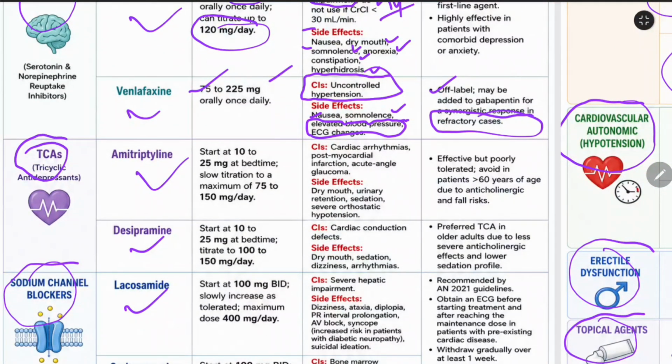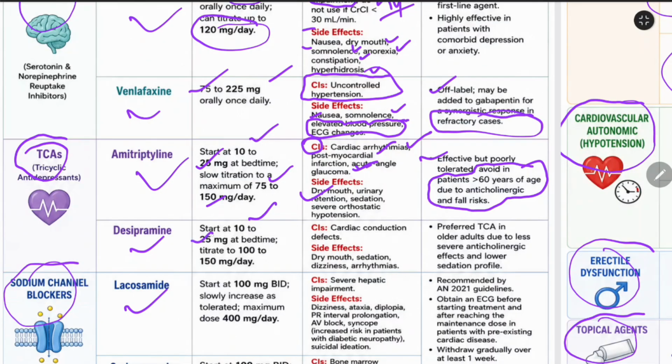Amitriptyline, a tricyclic. Start at 10, therapeutic dose of 25 mg can be given, and you can go up to 75 to 150 mg per day. But the contraindications, because it causes QT prolongation, cardiac arrhythmias, post-MI, and in patients with acute angle glaucoma, you can't use this. The side effects are usually anticholinergic side effects. Okay, this is effective, but very poorly tolerated. Avoid in elderly patients more than 60 years of age due to anticholinergic effects and fall risk. Fall, why? Because there is orthostatic hypotension, because of amitriptyline.